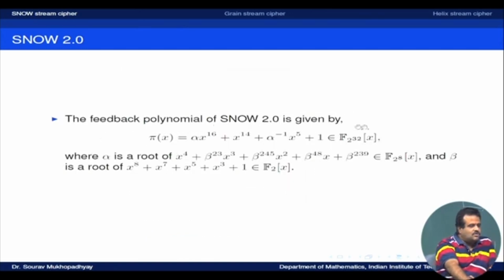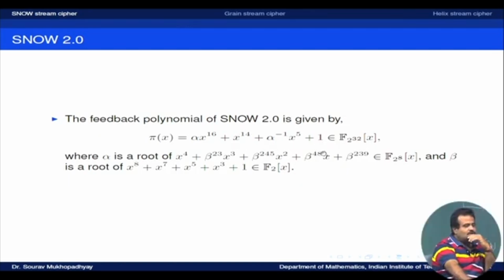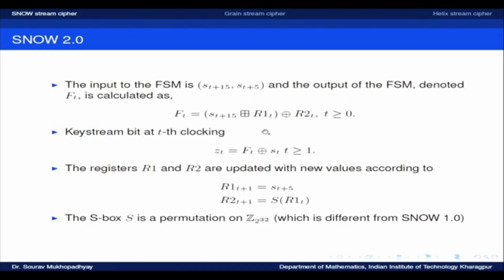The feedback polynomial of SNOW 2 is given by this. They are multiplying alpha with this, then they are also changing these positions, and alpha inverse x to the power 5 plus 1. So this is the polynomial they have used for SNOW 2, where alpha is the root of a new polynomial. This is a polynomial over F2 to the power 8, and beta is the root of this. I think this is a polynomial they have used. So they have changed this. The remaining things are almost the same. The only thing is the positions we are changing.